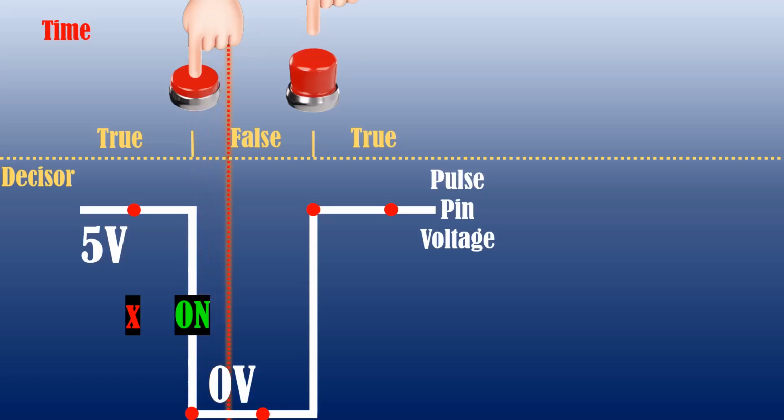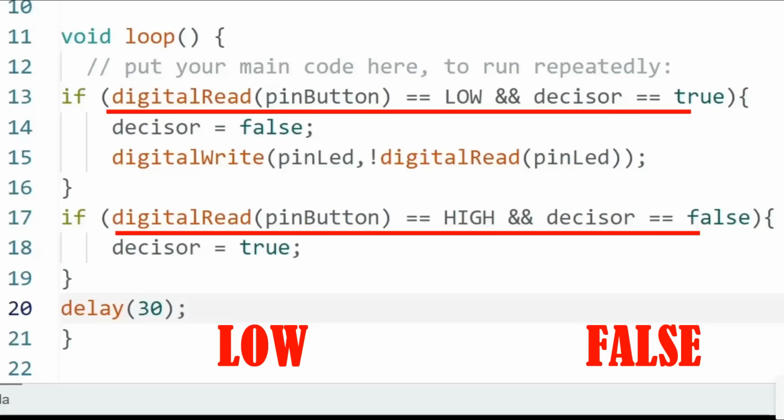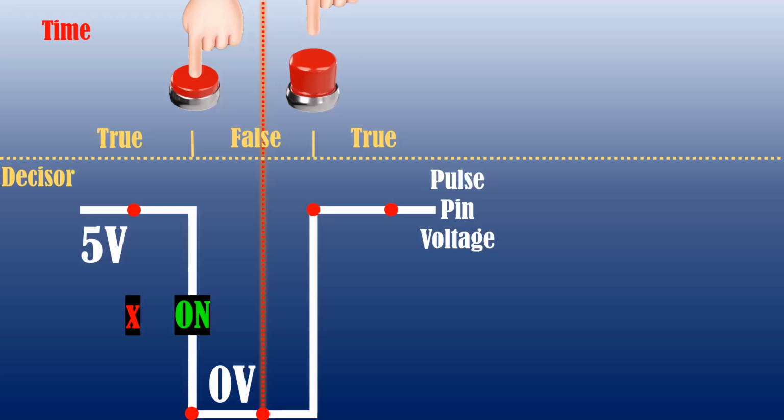If we continue in time up to this point, that is, while the button is held down, we see that the voltage continues with a low logic state, and the decision variable now has a false state, so we see in the code that the condition of neither structure is met, so at this time no action is executed.